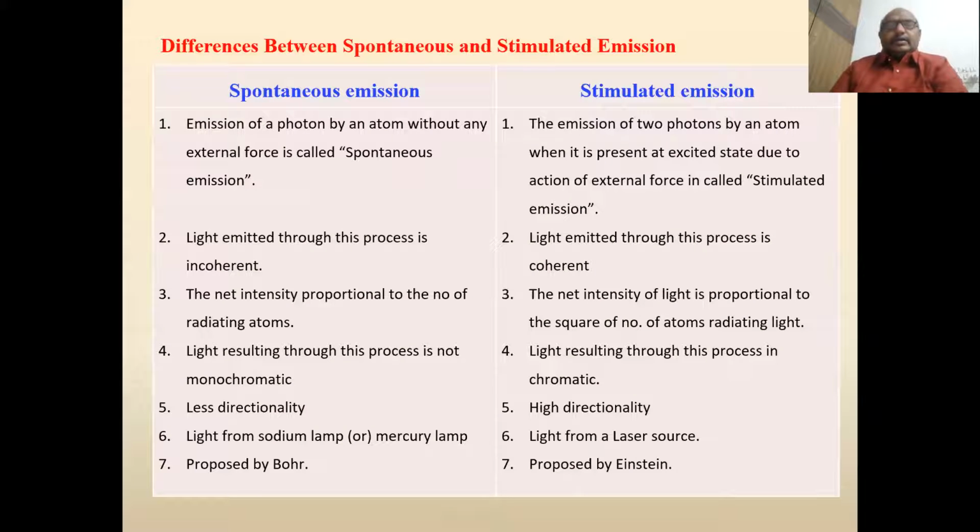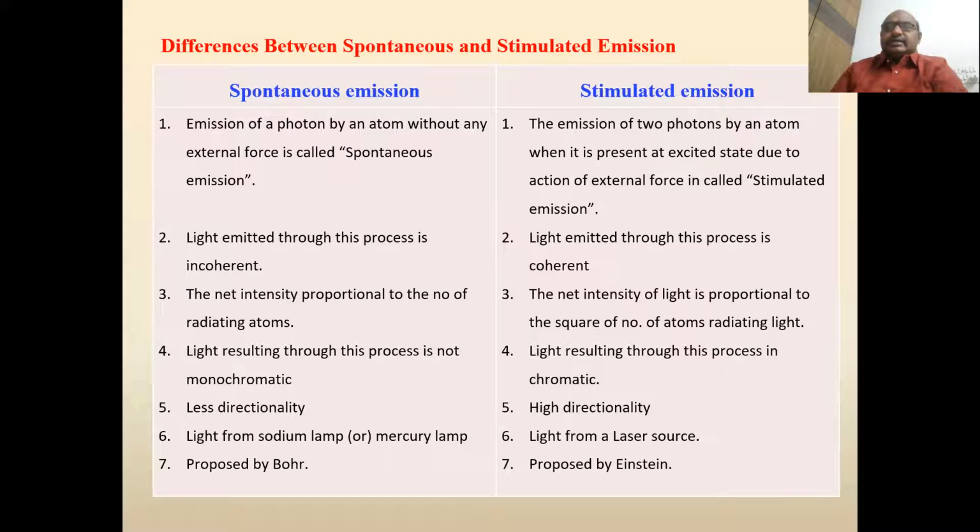Some basic differences between spontaneous emission and stimulated emission. First, spontaneous emission: the emission of a photon by each atom without any external force. Light emitted through this process is called incoherent radiation. The net intensity is proportional to the number of radiating atoms. The light is not monochromatic and has less directionality. Examples are light from a sodium lamp or mercury lamp. It was proposed by Bohr.